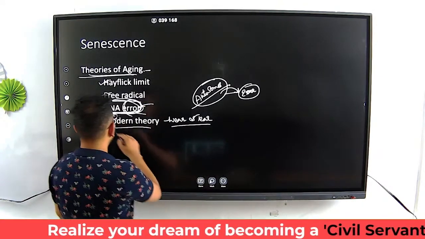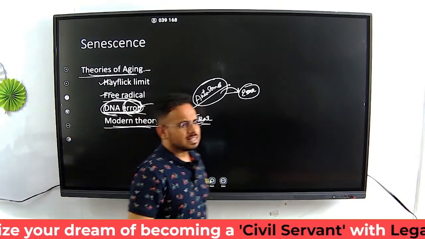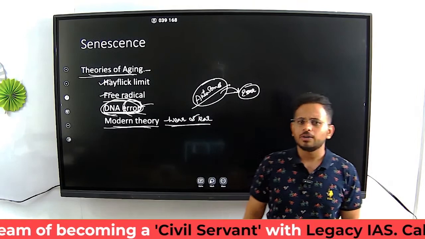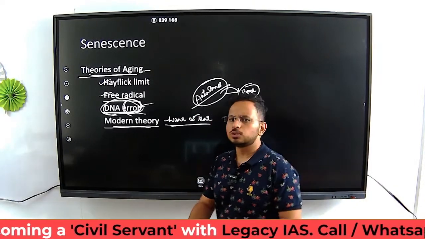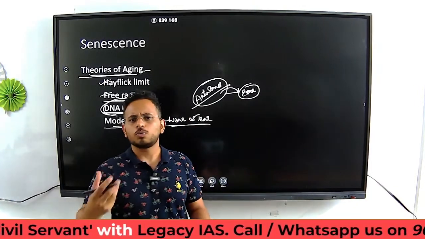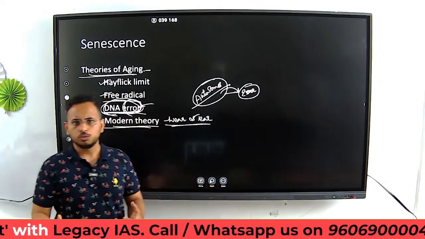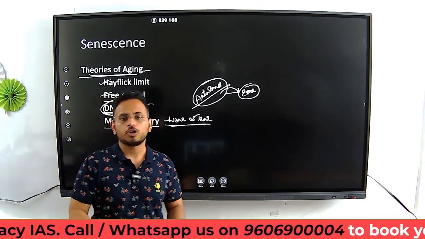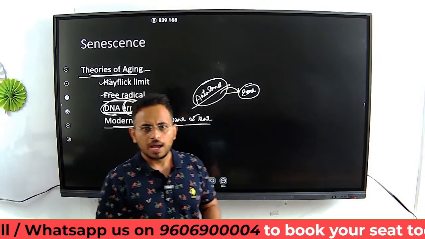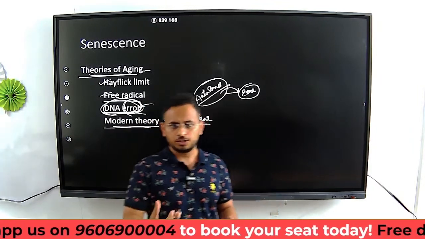Second, it talks about the modern theory of wear and tear. Just like machines, when they keep on being used, at one particular time the machine has to have some servicing happening, or you will have to change some spare part, and this is something that we call depreciation, correct?